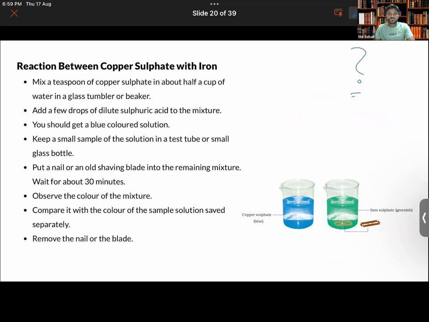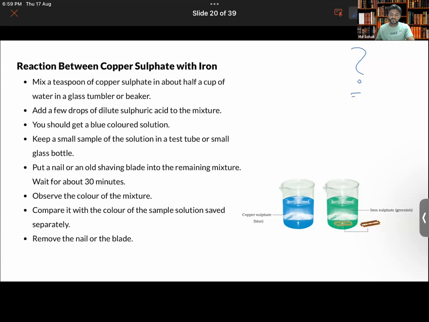Take a beaker, pour some copper sulfate into the half of the beaker of water. Add a few drops of dilute sulfuric acid, I guess. And then the color will change to blue. And then we have to add an iron nail. And then after a few hours, the color will change to green due to the iron sulfate. Okay. Stop there.